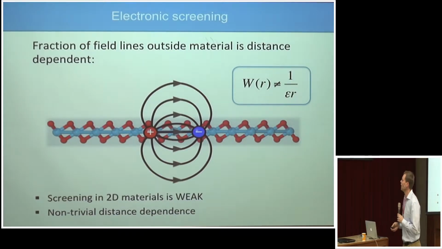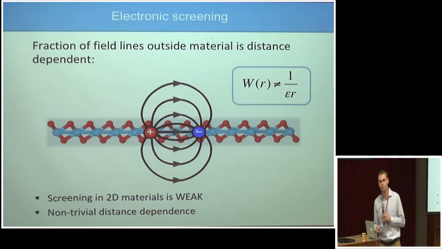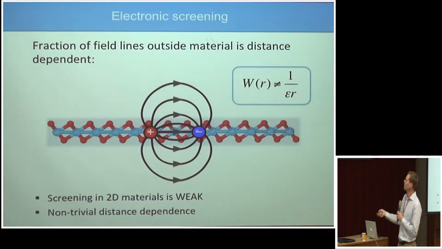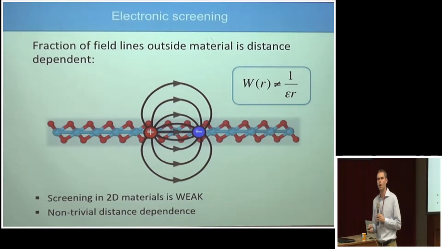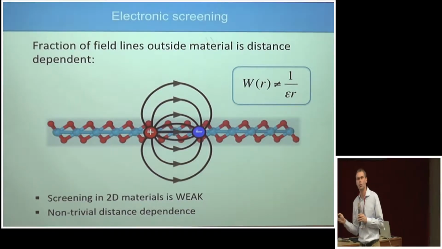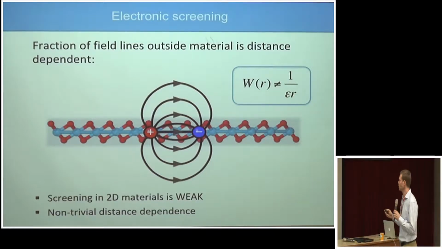Okay, so let's talk about screening. If we consider two charges in a two-dimensional material, then as you can see here, most of the field lines will actually be outside of the material, and this means that screening is going to be very weak in these materials. This is well known.